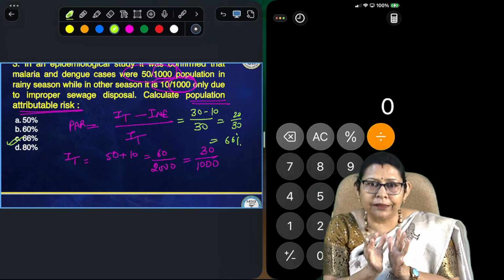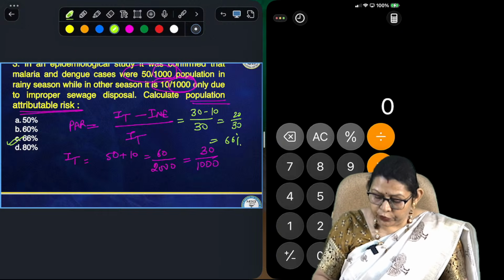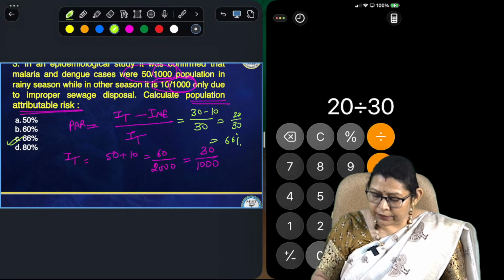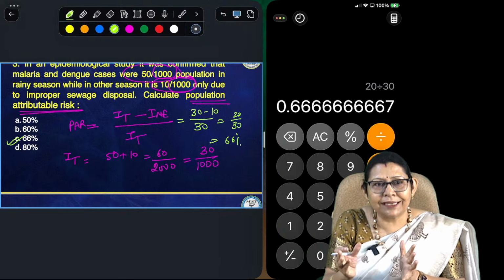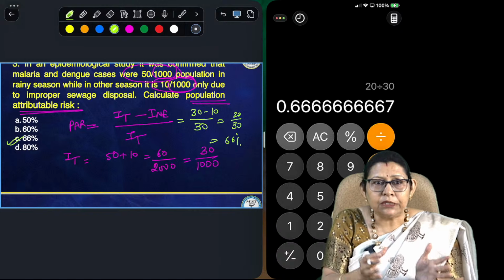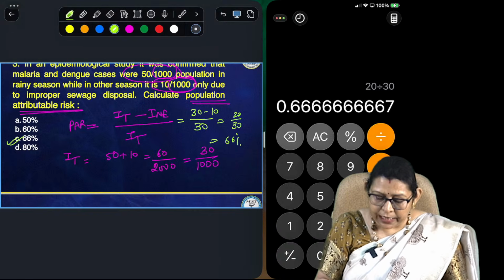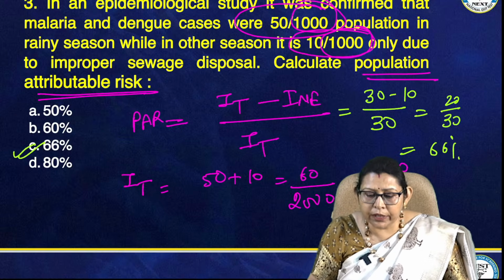Suppose you have 20 by 30. If you have a doubt, you simply divide 20 by 30 and what you get is 0.66. So 0.66 is not 0.66 percent. If you convert it to percentage, it will be 66%. Okay? So like this you will use your digital calculator wherever you require.